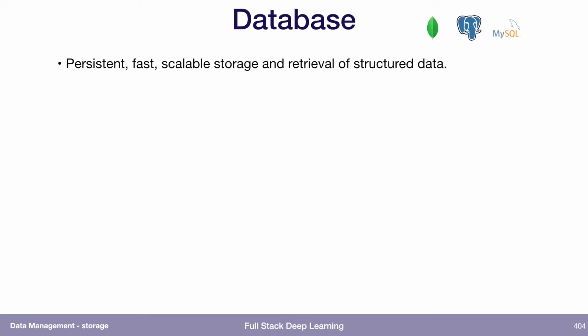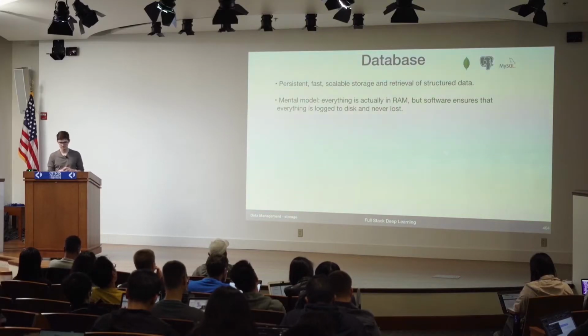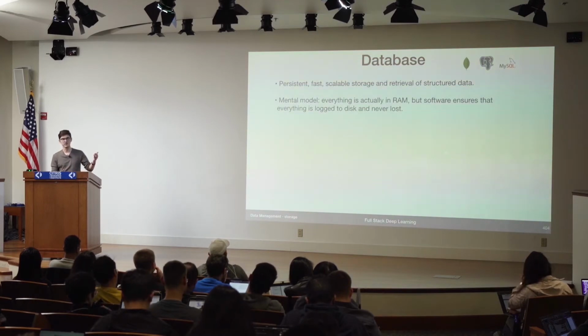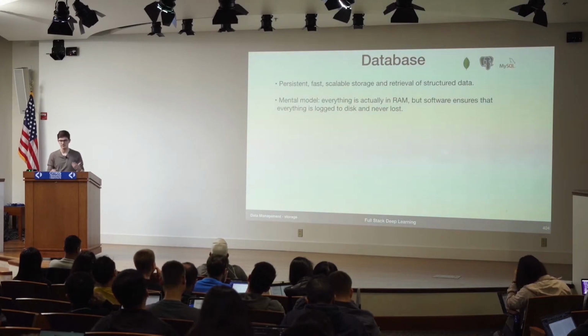So databases are persistent, fast, and scalable storage systems and retrieval systems of structured data specifically. So the mental model that I like to have is that you should think of the data being in RAM, so being instantly accessible. But the database software makes sure that everything is going to get logged to disk, and even if the power is cut, nothing will get lost. So that's how I like to think of it. Joins are not going to be expensive because it's actually not going to seek on disk, because everything should ideally be in RAM.